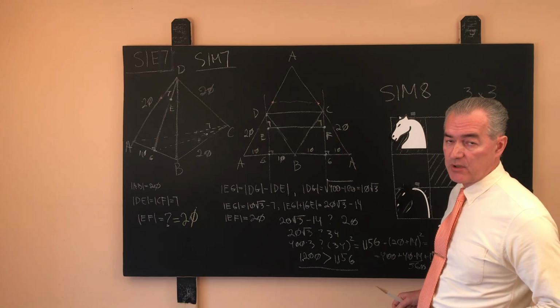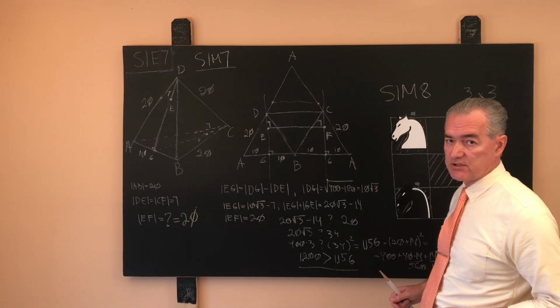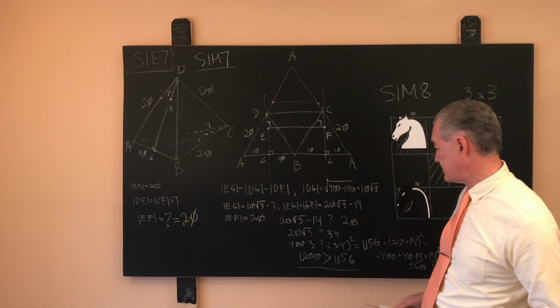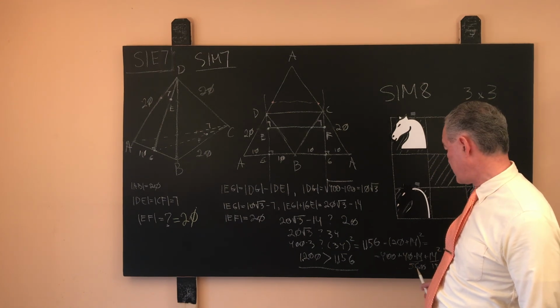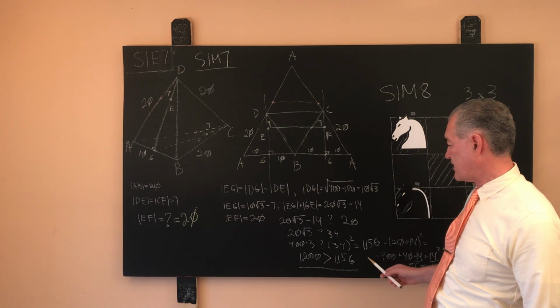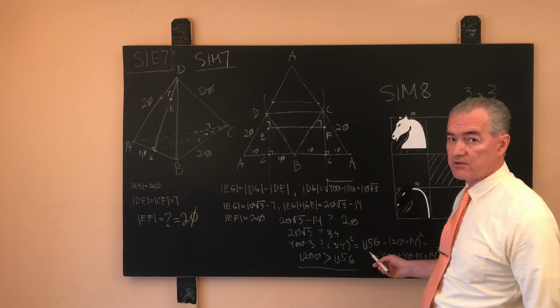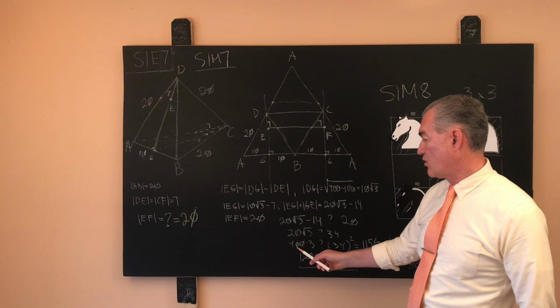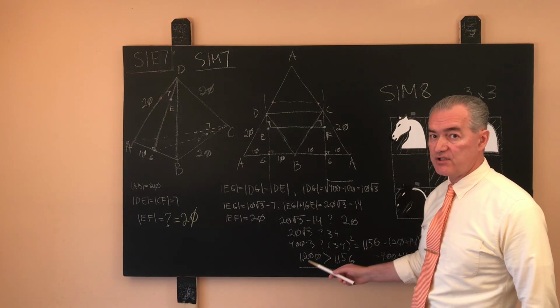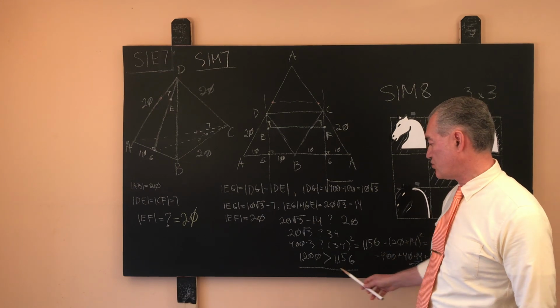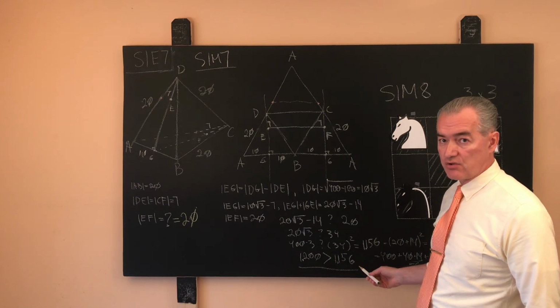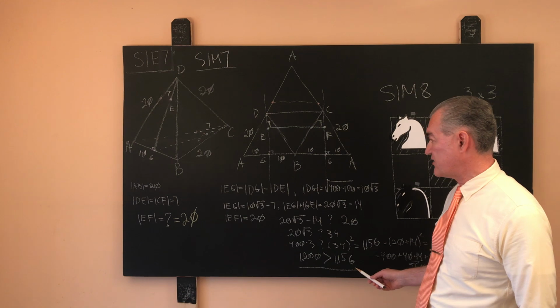14 squared, we remember from the first grade multiplication table, is 196. 40 times 14 is 560. 560 and 400, 960, plus 196 comes out to 1156. And now 400 times 3 is 1200. The question is easy to answer. 1200 is most certainly larger or greater than 1156.